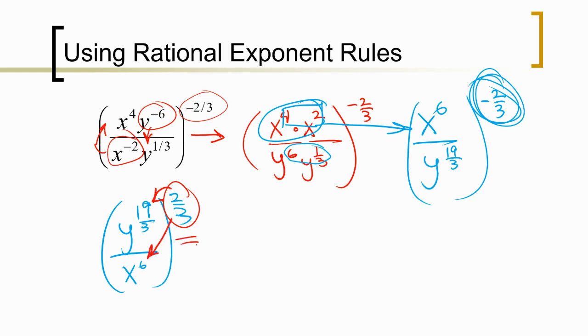Either way will work. That negative sign would be taken care of now or later. I just did it now. So we distribute this in. So this is going to be y to the 19 thirds times 2 thirds over x to the 6 times 2 thirds.